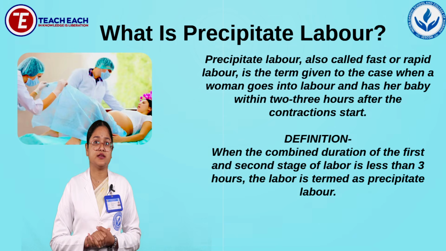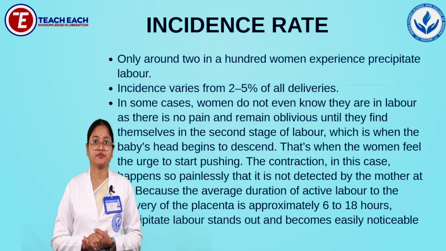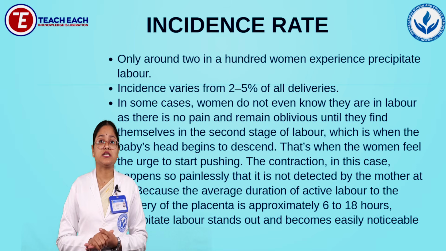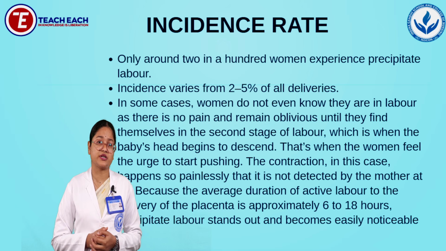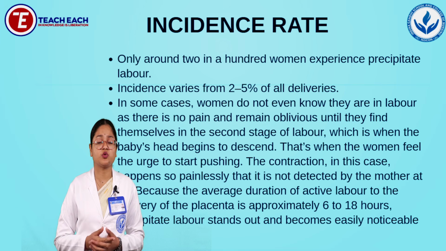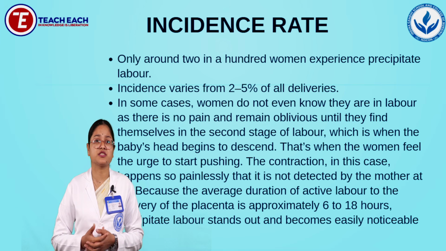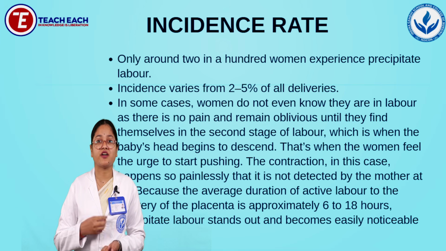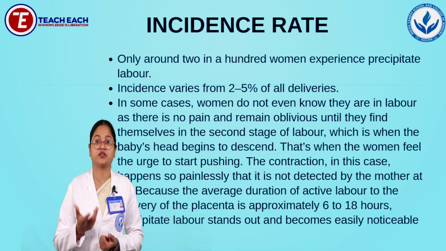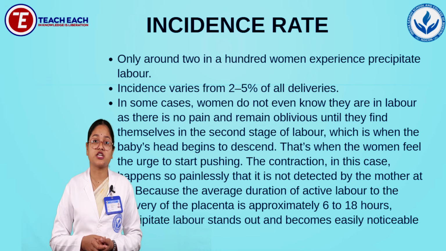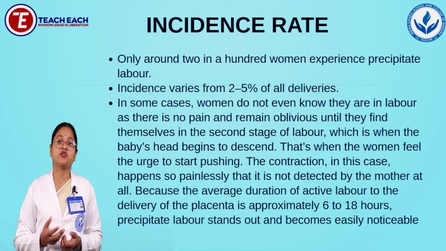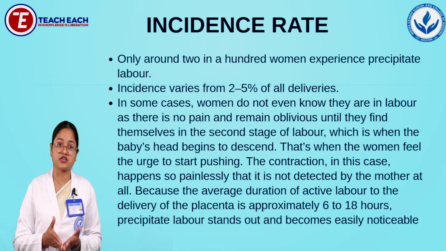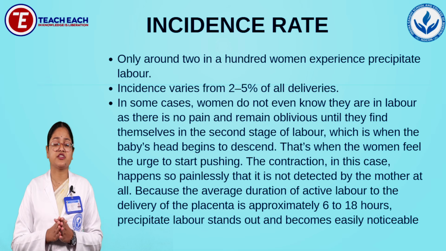Next, we'll see the incidence rate. Only around 2 in 100 women experience precipitate labor. The incidence varies from 2 to 5% of deliveries. In some cases, women don't even know they have a high risk labor. They are suffering from this condition, or it can happen at delivery time, and they are not aware whether they are at risk of this condition or not, because on average mothers will have a normal labor.